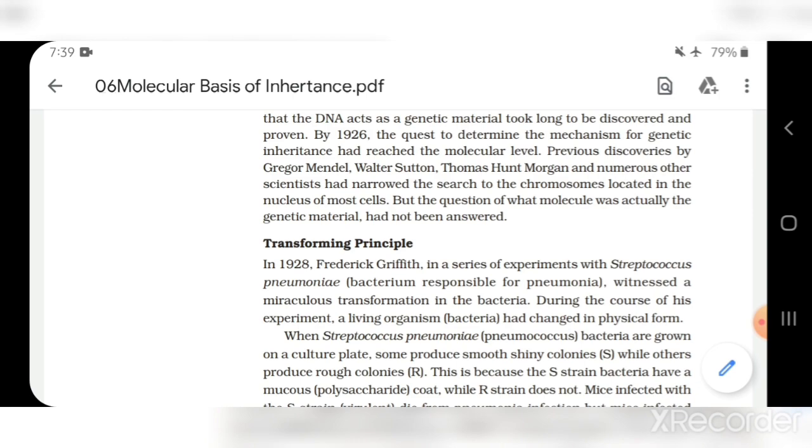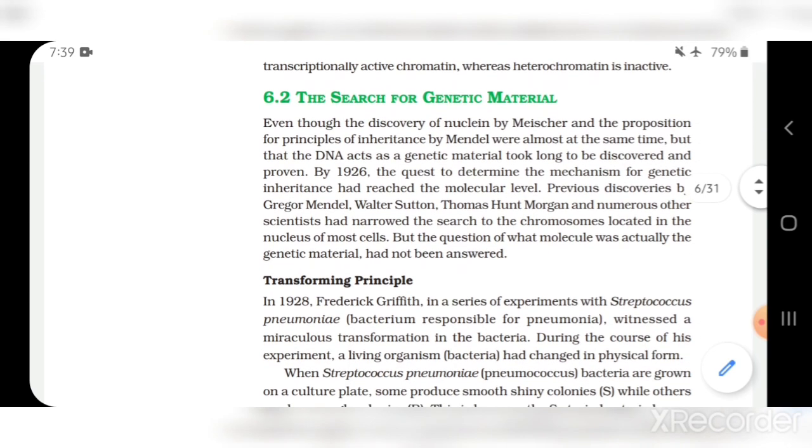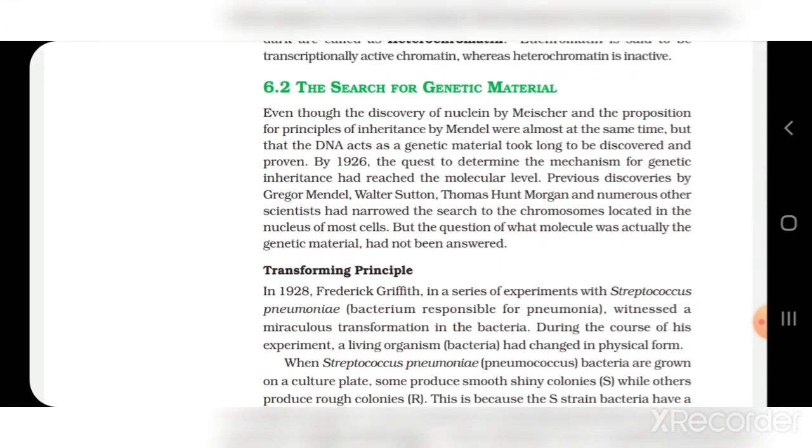Today we will start with the search for genetic material. The scientists were eager to know what was actually being transferred from one generation to another. To know this, the scientists carried out various experiments, and they wanted to know whether the DNA, the RNA, the protein, the carbohydrate, what is being transferred to the next generation and can be considered as a hereditary material.